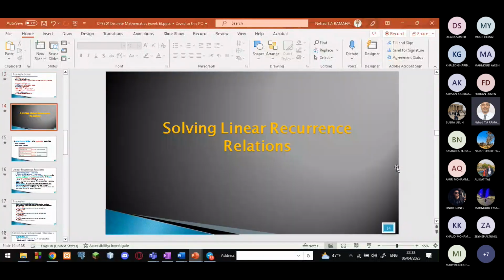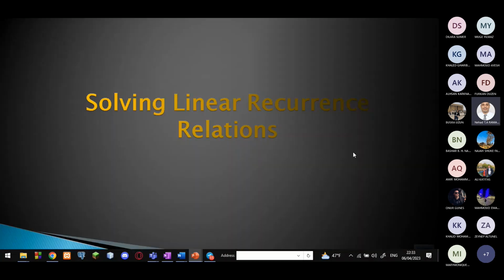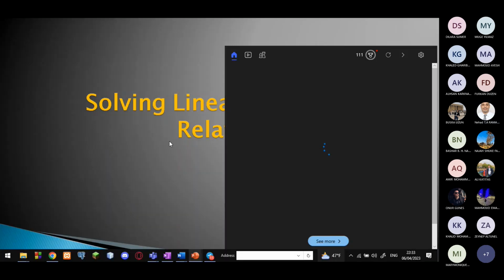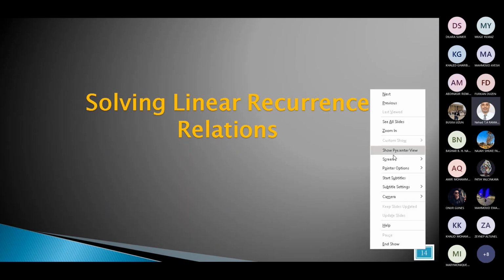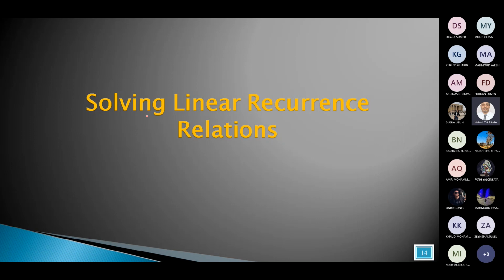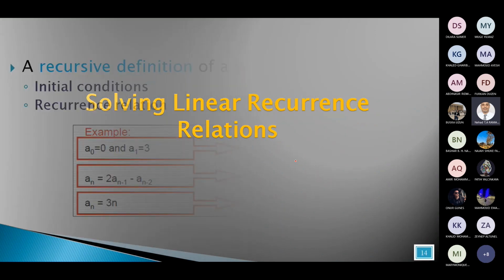Okay, so let's start from here. Make a fast review for this part. So, solving linear recurrence relation. This is the subject for this extra lecture.